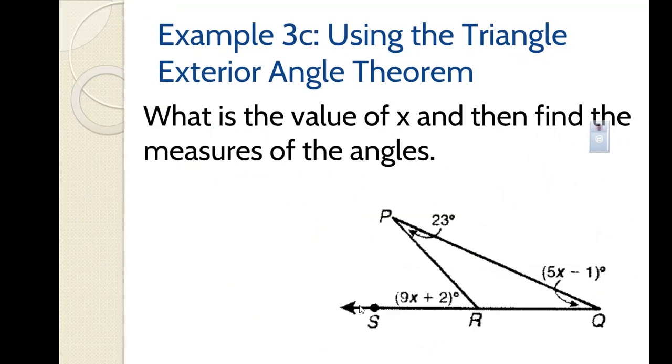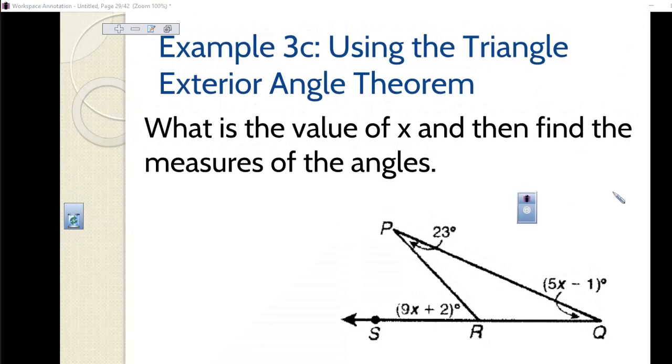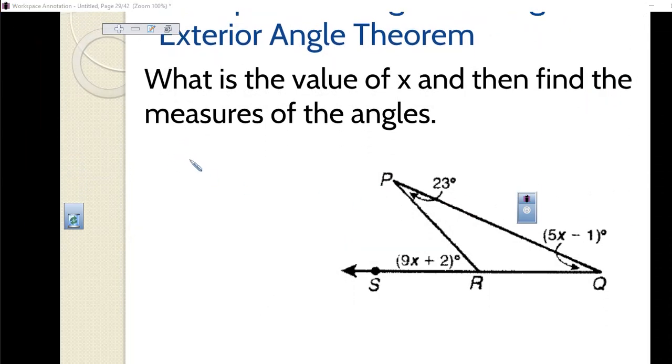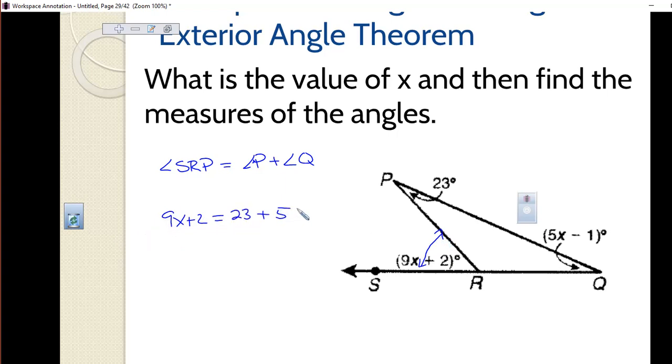All right, so let's take a look at this one. Now they give us a variable expression for our exterior angle. So if you look here, we've got our exterior angle, angle SRP, is equal to 23 plus angle Q, which means, instead of putting 23, we'll say angle P plus angle Q. So now we can go back and plug these in. Angle SRP is referring to this measure from here all the way to here. So we take 9x plus 2 equals 23 plus 5x minus 1.